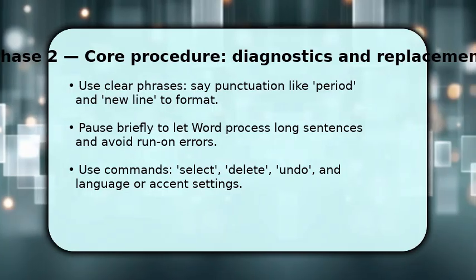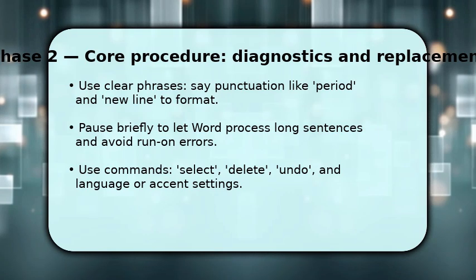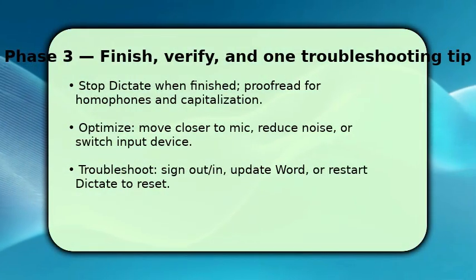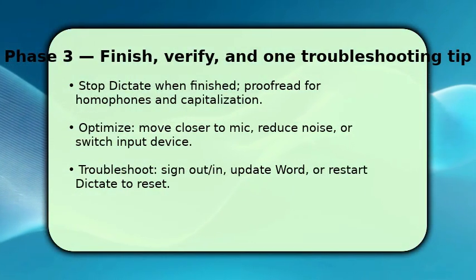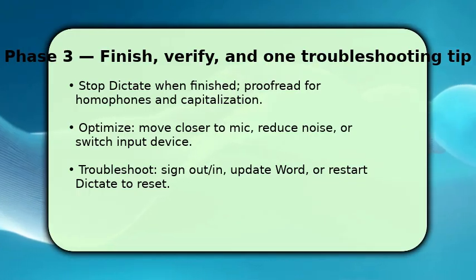If you need another language or accent model, change the settings. To finish, click the Dictate button to stop recording and then proofread the document. Listen for homophones, missing capitalization, and punctuation errors because speech models sometimes misinterpret context. If accuracy is poor, move closer to the microphone, reduce background sound, or switch to a higher quality input device.